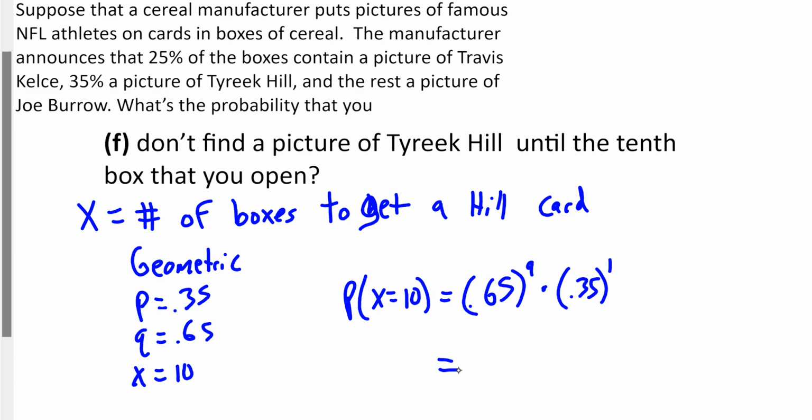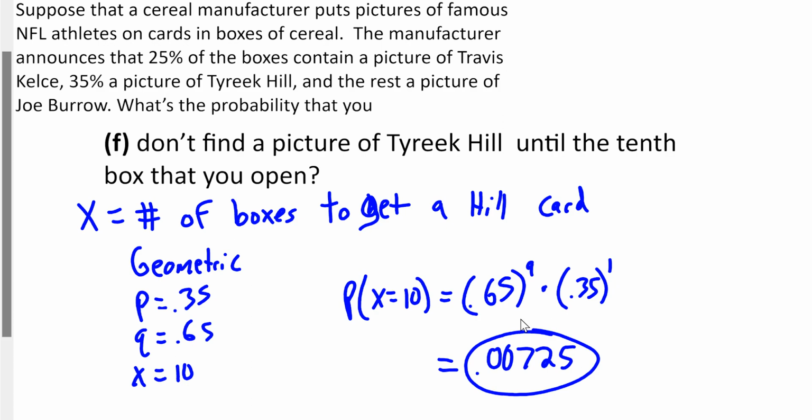And it's 0.00725. So it's really a small chance that that'll happen. It's more likely that it'll happen sooner than that. All right? That's the basic idea of geometric.